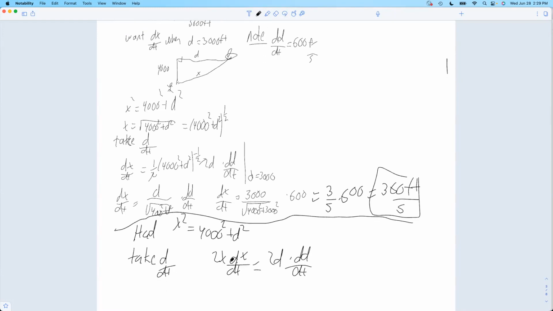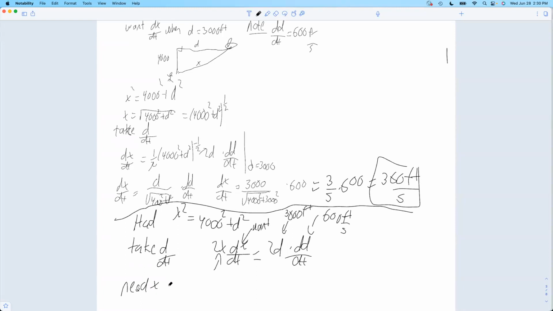Now, look what I've got to figure out. So I know d, that's 3,000. I know that's the speed of the plane, that's 600 feet per second. This was feet. This is what I want. I just got to figure out x. So if I'm going to do the problem this way, I need x, not always, but at a particular moment. When? When d equals 3,000, the moment I'm interested in.